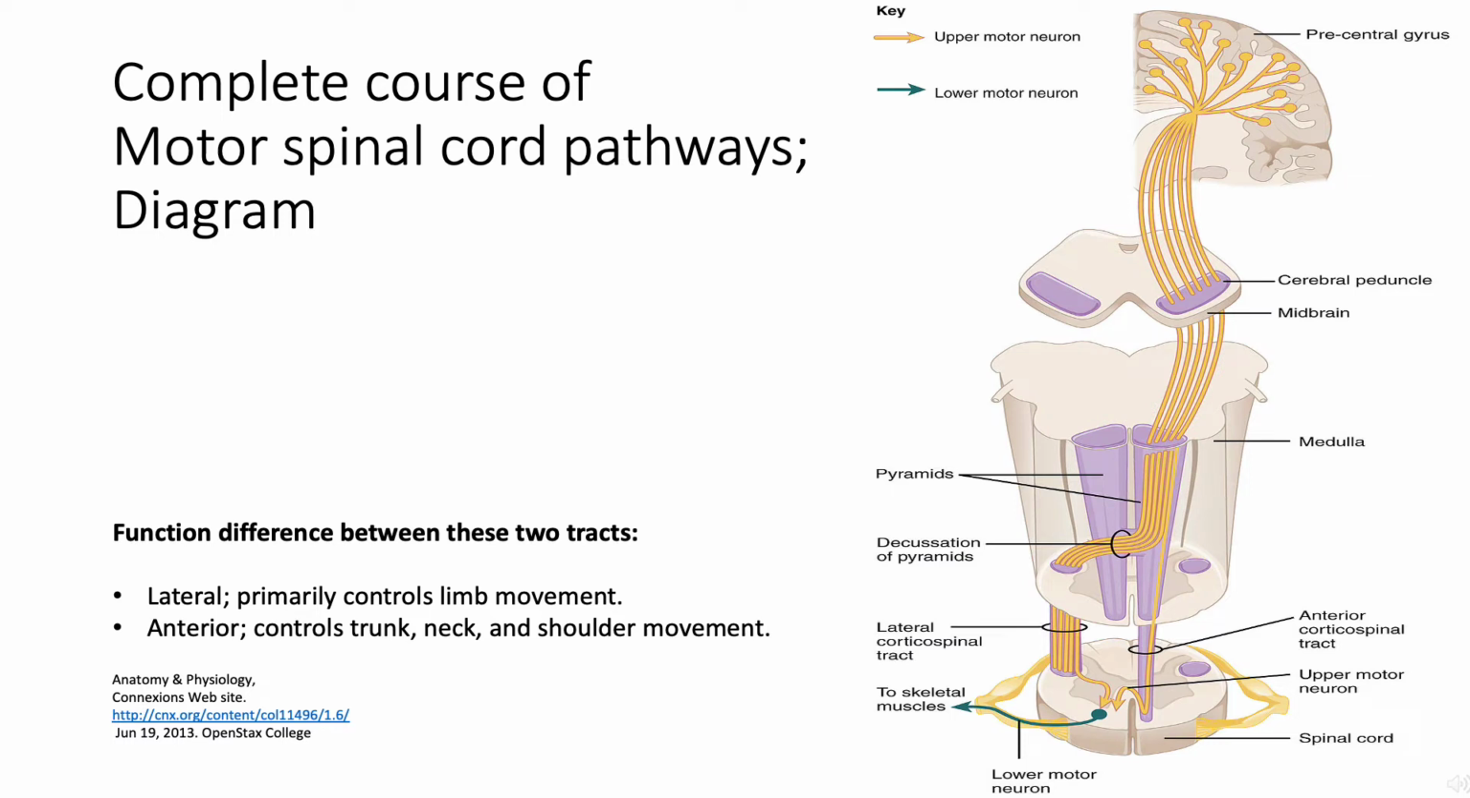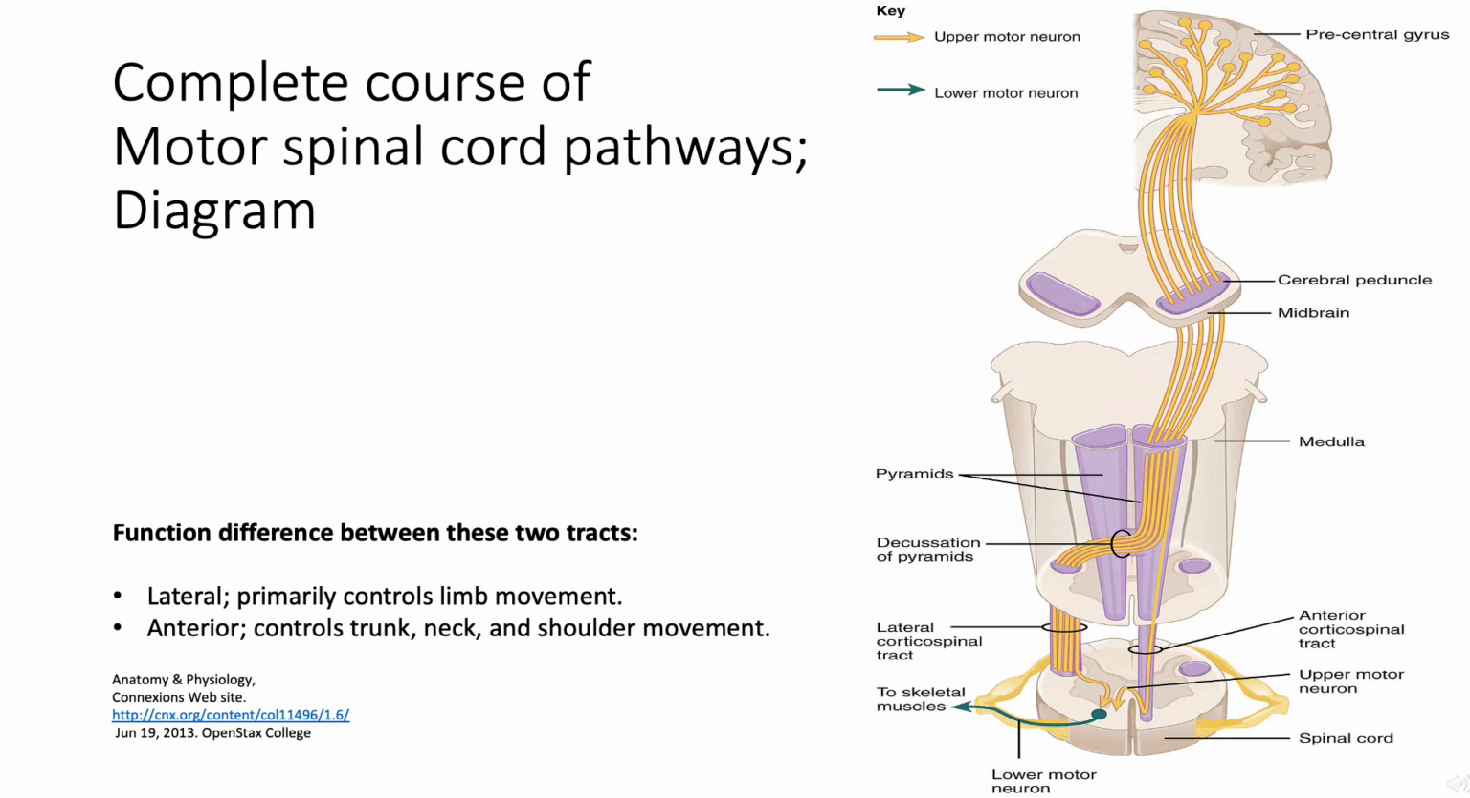So this is an anatomical difference between the lateral and anterior corticospinal tract. The neurons inside the lateral corticospinal tract are in fact coming from the right side if we're talking about the left lateral corticospinal tract, and if we're talking about the right lateral corticospinal tract, the neurons that make it up come from the left side of the body.